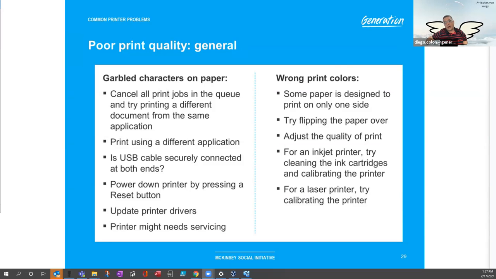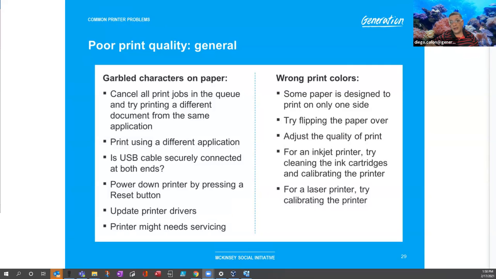As we see here for the garbled characters, right away they're asking you to cancel everything and try printing something from the same exact application, just to ensure what's going on, if it is the application itself. Print then using another application, and obviously we want to identify the issues, not the driver. Print a test page directly from the OS itself. We have also on the right side here, which is one of the things that I like, where they point out that one side of that paper isn't able to print.